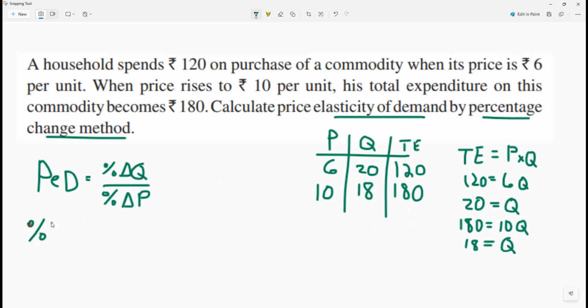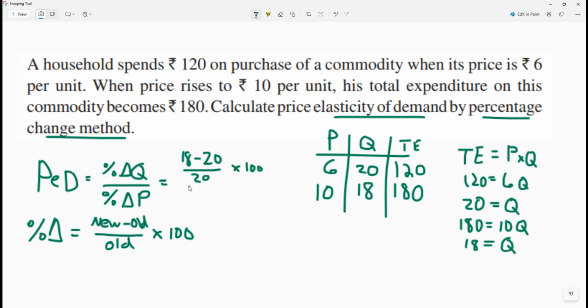Percent change formula is the new value minus the old value over the old value times 100. So what I like to do is do the quantity first. So the new quantity is 18 minus 20, because that's where we came from, over 20. And this is really the difference, right? Times 100, so we get our percent.